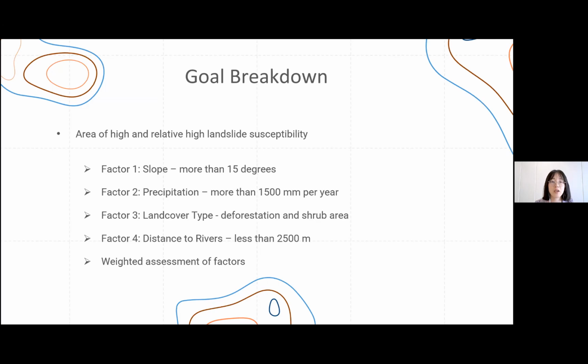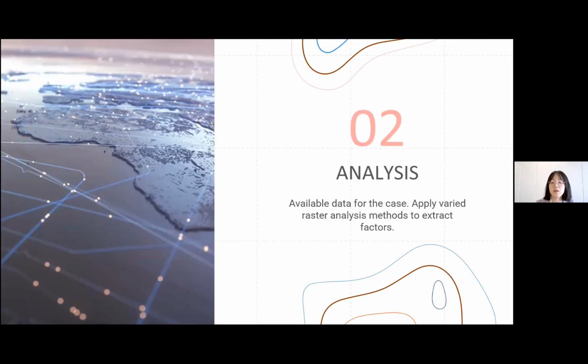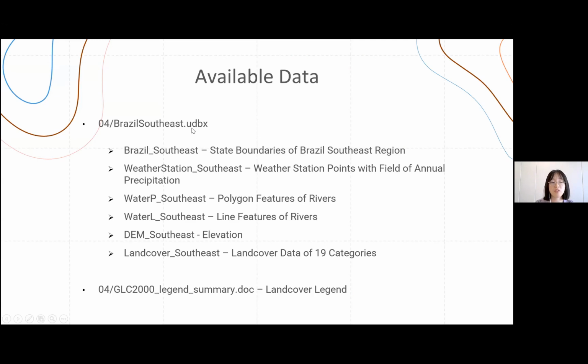So here we will have a look at our available data set and extract factors including slope, annual precipitation, and the distance to river from our raw data sets. So here, all of our data have been stored in this data source called Brazil Southeast in this UDBX data source. And here is a simple introduction on what those data sets are used for.